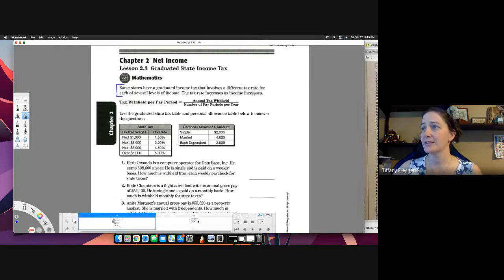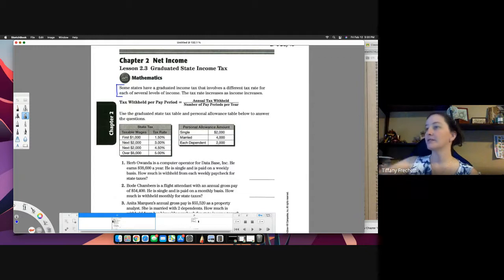So here we have some states have a graduated income tax that involves a different tax rate for each of the several levels of income. The tax rate increases as income increases. So it's not just a flat rate like what we did in Section 2. Now we're going to be doing graduated. So each level gets a different tax rate. The more you make, the more you pay. So tax withheld per pay period is the annual tax withheld divided by the number of pay periods. They're not actually explaining to you how to use these tables. They're explaining to you how to do the second part of the equation. So we're going to use the graduated state tax table and personal allowances table below to answer the questions.